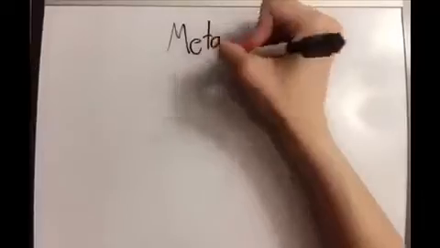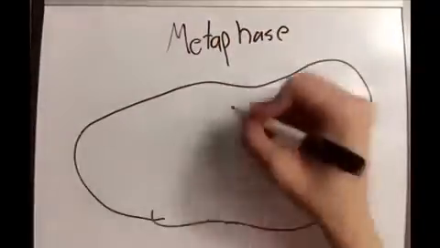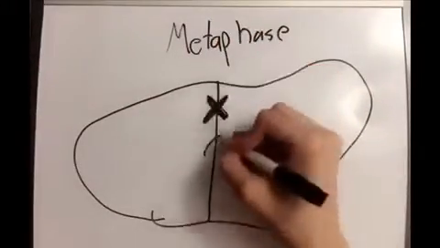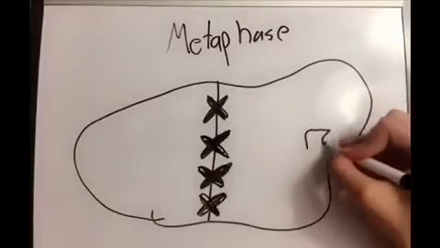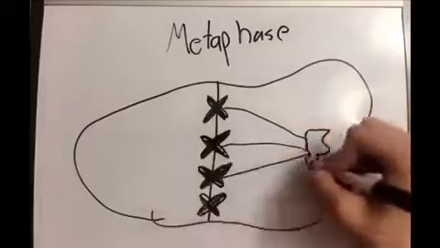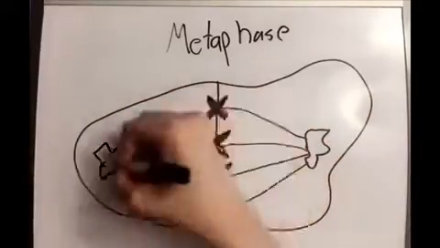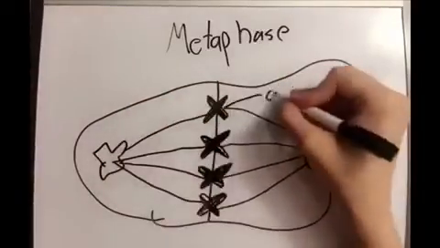The second phase is metaphase. Now, the chromosomes line up in a single file line in the middle of the cell. The spindle fiber is attached to the centromere of the chromosome. A centromere is what links the two chromatids together.